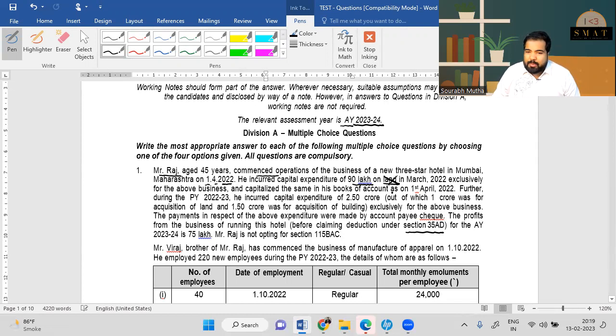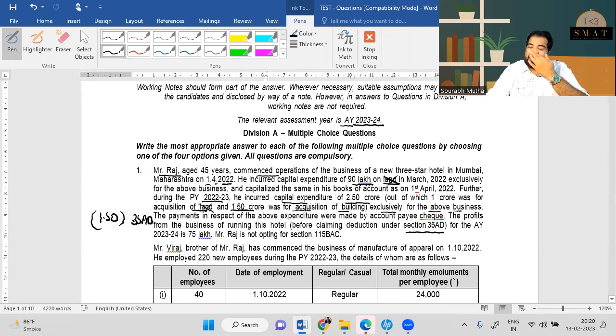He capitalized the same in the books of accounts on 1st April 2022. He inaugurated the hotel. Congratulations. I hope he called some really big star to inaugurate the 3-star hotel. Further, during the year, he incurred capital expenditure of 2.5 crore, out of which 1 crore was acquisition of land and 1.5 crore was acquisition of building exclusively for the above business. Again, guys, for land you will not get, but the 1.5 crore rupee deduction you will definitely get under section 35AD because you are special, if you remember our discussion.